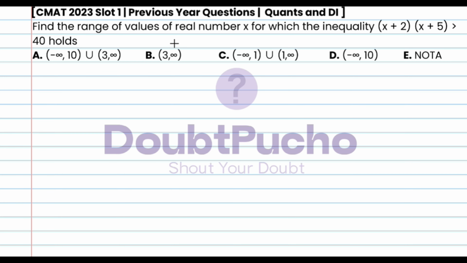Find the range of values of real number x for which the inequality (x + 2)(x + 5) > 40 holds. So हमको यहाँ पर x की वो वैल्यूज लेनी है जो इस इनइक्वालिटी में पुट करने पर हमको ग्रेटर देन 40 की वैल्यू दे. So first we are going to solve this inequality.